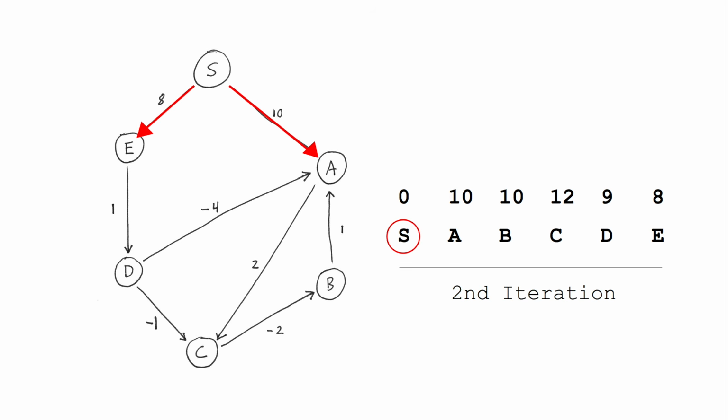We start the second iteration by again looking at S. Notice its edges don't improve our distances, so we don't update the table. Same thing with A, B, and C. Their edges don't improve our shortest paths, so we don't update the table.